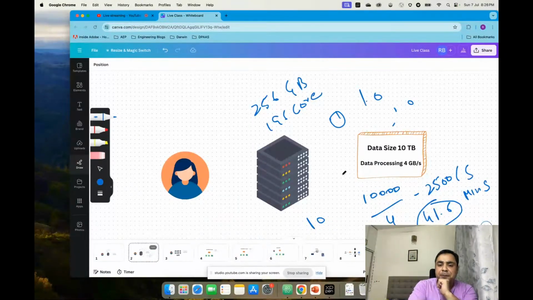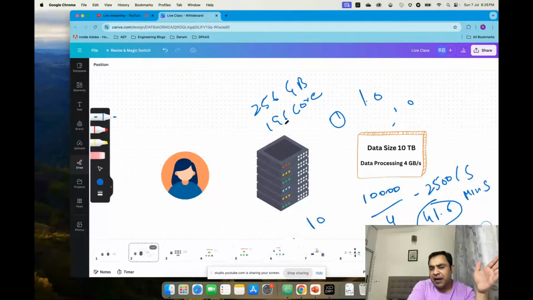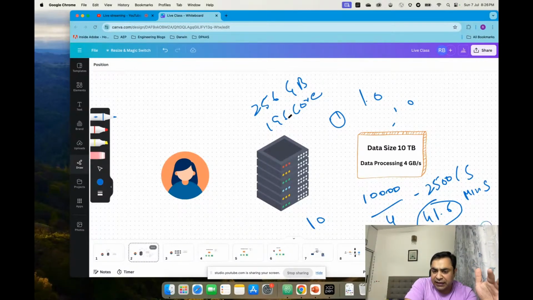So if you see this one, maybe I can upgrade my hardware. There's no problem. Maybe I'll further increase from 256 to maybe 1000 GB RAM, or 196 cores to 800 cores or something like that. In that way, I might be able to reduce this time.